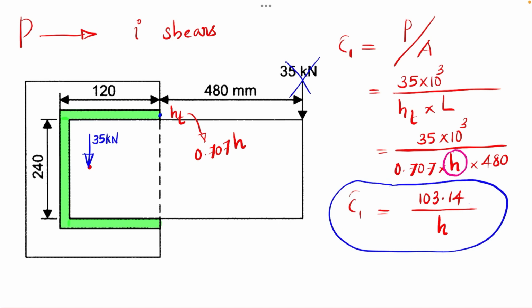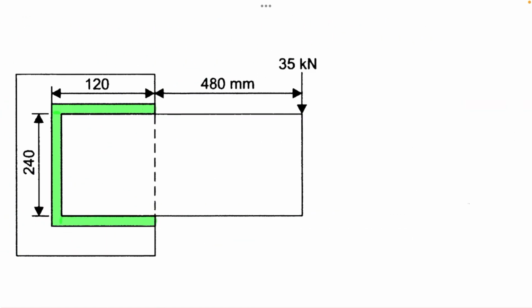And if you plot the distribution of this shear stress in this weld section, it is uniform at all points. So here we can represent tau 1, here this will be tau 1, here this will be tau 1. At all points the effect is uniform because it is distributed uniformly within this weld section, and this is the effect of load P, the primary shear stress.